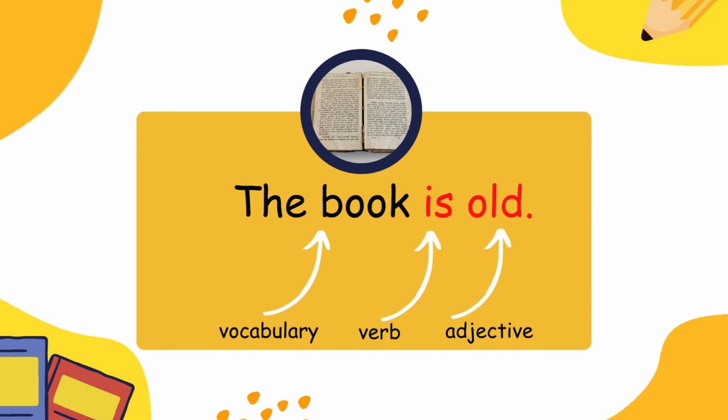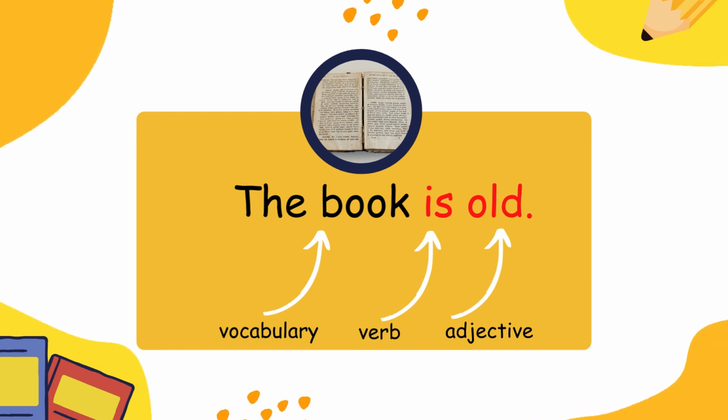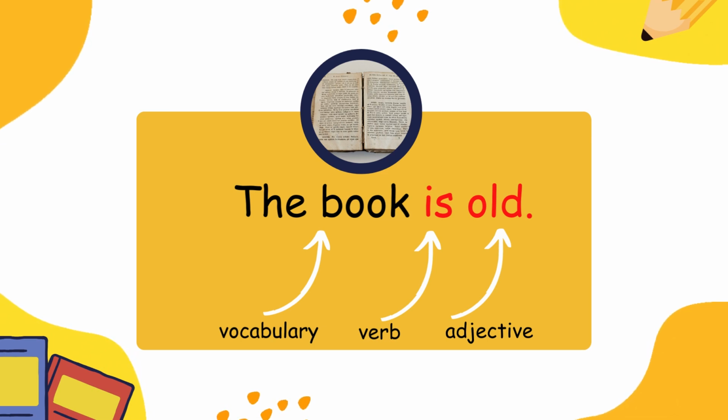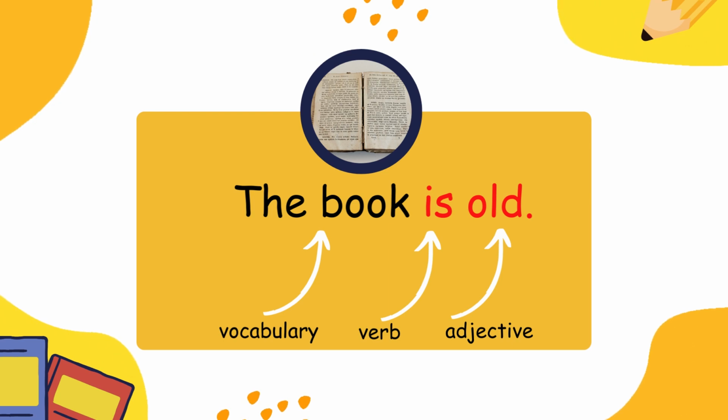And this is what I chose. So the book is, because the book is like the house, it's singular. The book is, and I chose the adjective old.